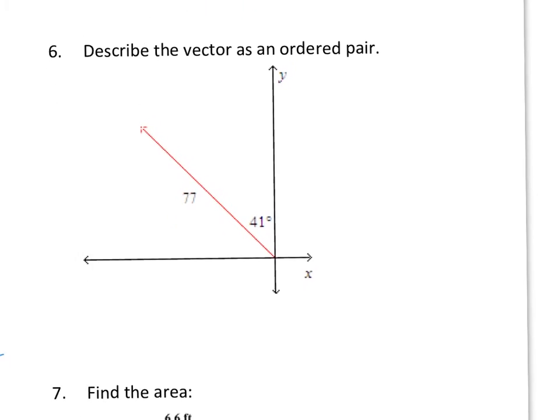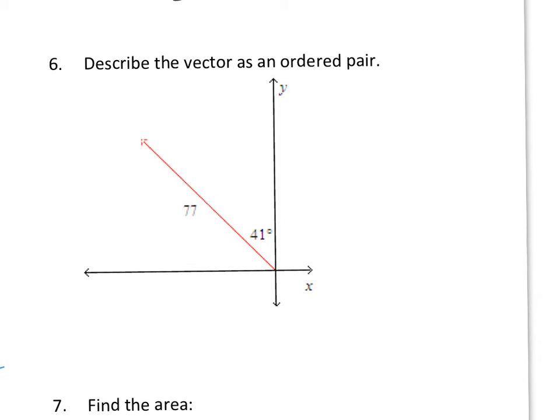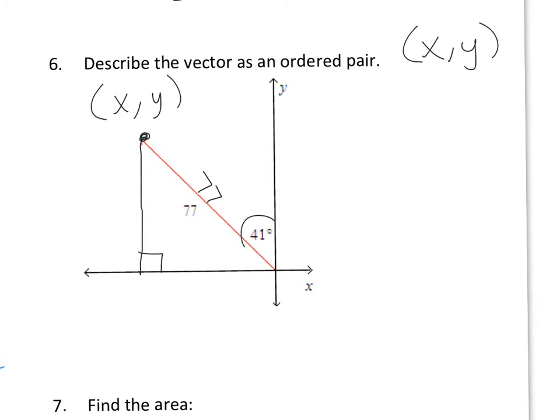Okay, the number 6. Describe the vector as an ordered pair. So an ordered pair is x, y. So you want to go to the tip of here, and we want to have an x coordinate and a y coordinate. So what you do is you drop down a 90-degree angle to the x-axis. So I have a right triangle, the hypotenuse is 7, and this angle right here has to be 49. So I want to figure out the x and the y.